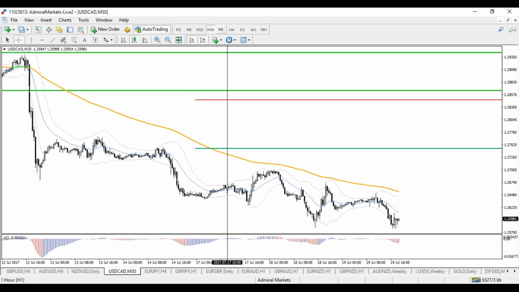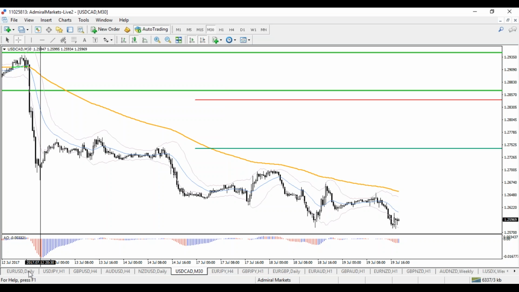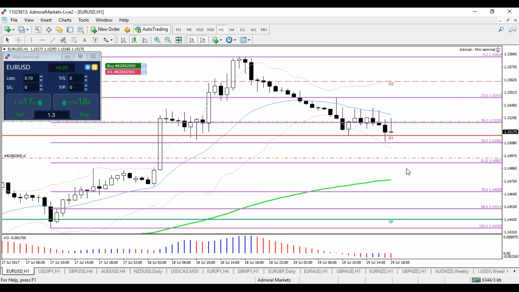Let's take a look at our majors again. In the meantime, we're not looking that great as yet. Let's see how this hour and next hour behave. I would like to see some engulfing twins here, but I'm a bit scared that the fundamentals are kind of trumping this technical analysis at the moment.